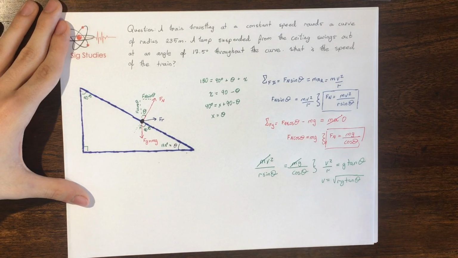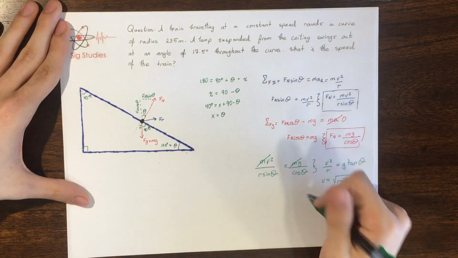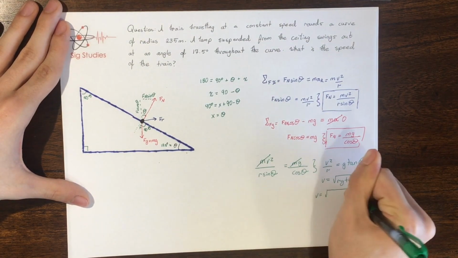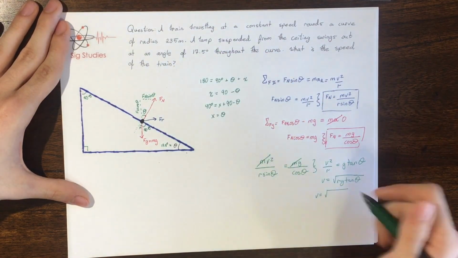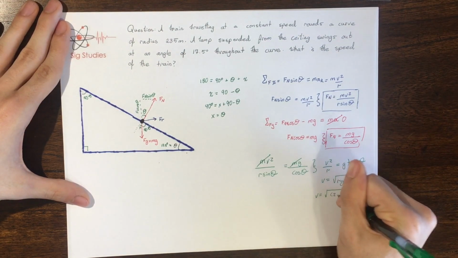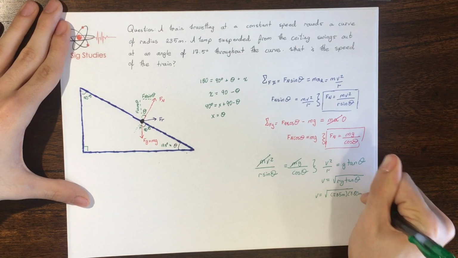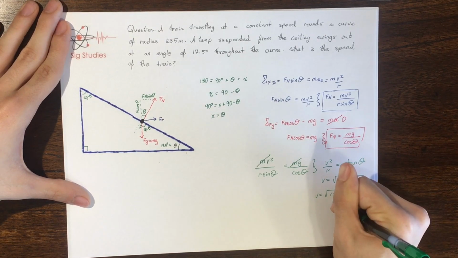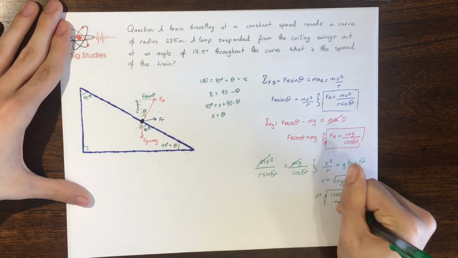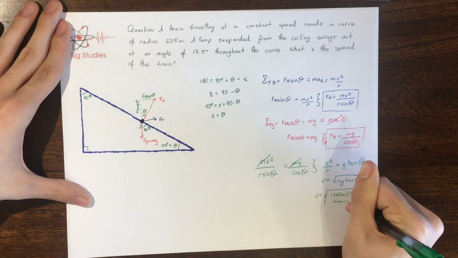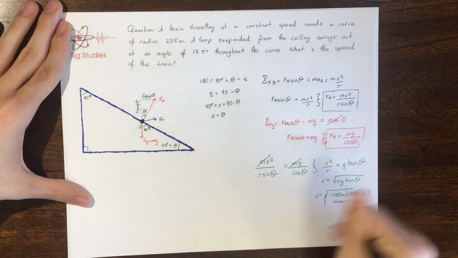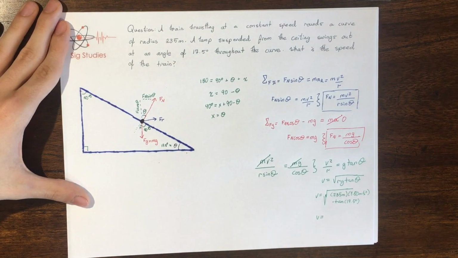We had to use, I think, two different chapters, all sections, all ideas, all concepts in order to get this one answer. And then we get v equals root r, which is 235 meters, g is 9.80 meters per second squared, times tangent of 17.5 degrees.